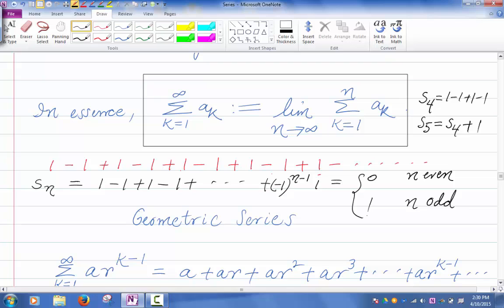So, what's the limit of Sn? The limit of Sn is what? Does not exist, right? If you look at the sequence Sn, it's 0, 1, 0, 1, 0, 1, 0, 1. So it doesn't have a limit. So this series that I have, it doesn't make sense. It is divergent, right? Its sum is undefined.